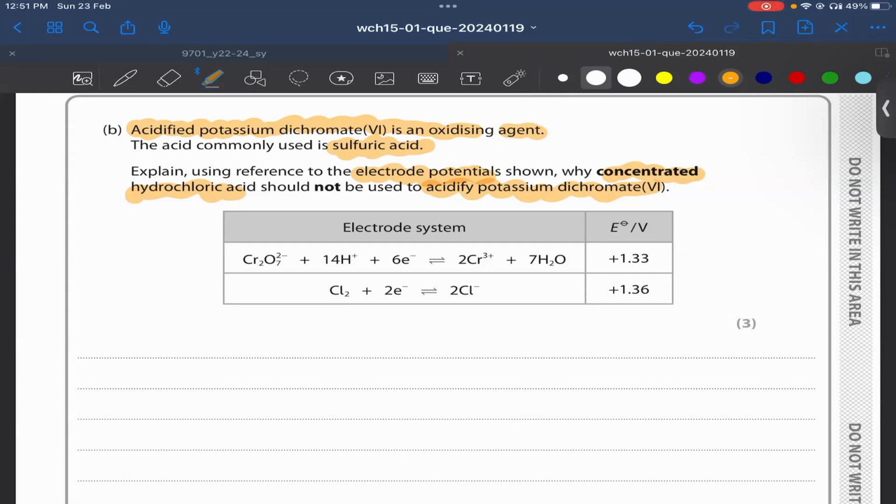So we can take the E cell value, right? The 1.33 minus 1.36. Then we get minus 0.03 volts.